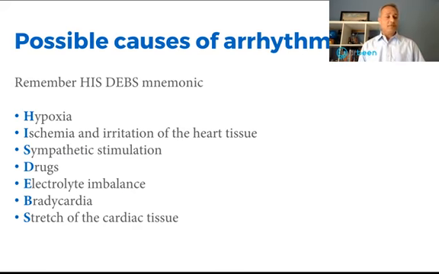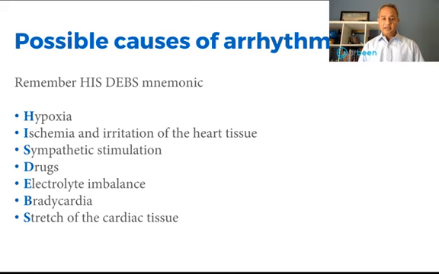Now, what are the possible causes of arrhythmias? So please remember, this is a very famous mnemonic, HIS DEBS. So what are the causes of arrhythmia? Hypoxia, ischemic or nutritional heart disease, sympathetic stimulation, overstimulation, bad news, good news, overexcitement, the fear, anxiety, that can cause arrhythmias. Drugs, of course, can cause arrhythmias.